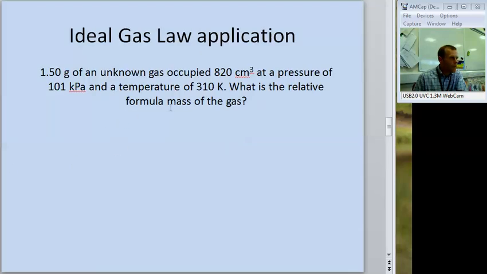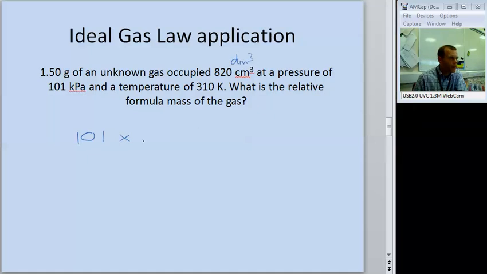Right, here's an application of using that law. Again, making use of this PV equals nRT equation. So we've got our pressure, 101 kilopascals. If we're working in kilopascals, I need to be working here in decimeters cubed. So PV, 820, converting centimeters cubed to decimeters cubed, I divide by 1000, because there are 1000 centimeters cubed in a decimeter cubed, is equal to n, which I don't know yet, times R times T.